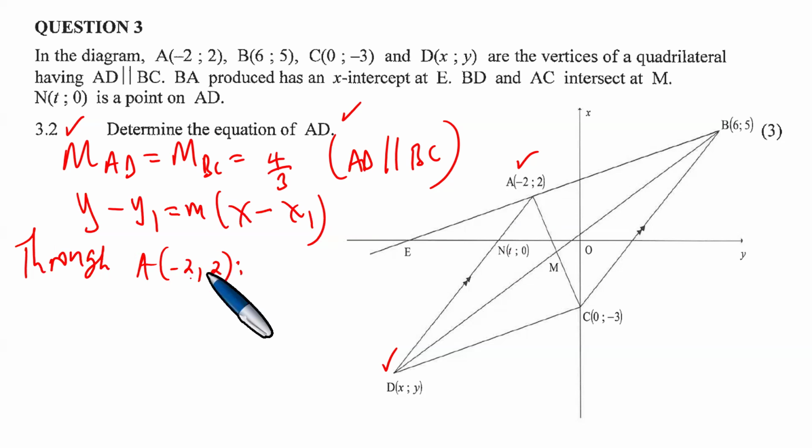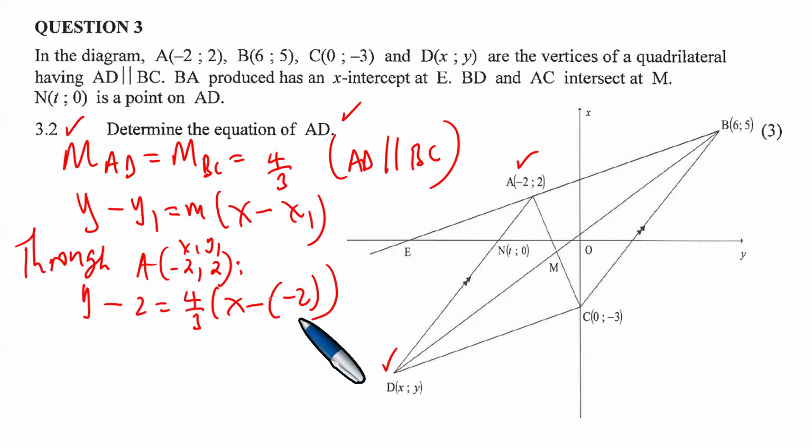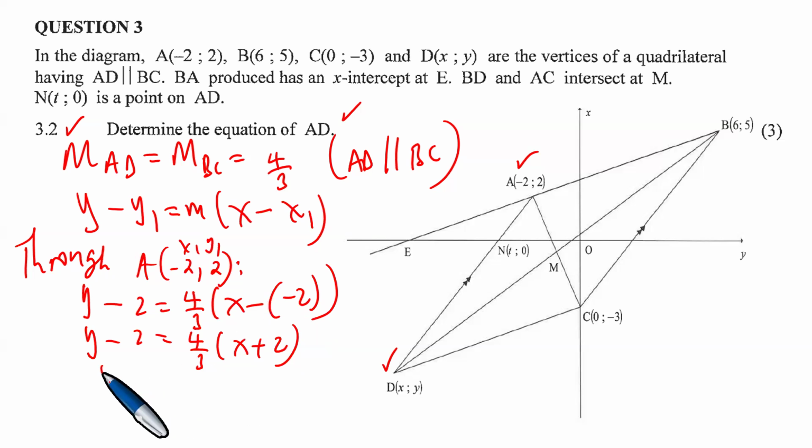And therefore, this point would give us x1, y1. Upon substitution into the equation, we have y minus y1, which is 2. The gradient is 4/3. x minus x1, which is -2, like so. Okay, y minus 2 equals 4/3 (x plus 2). Multiply negative by negative, that gives us a plus.